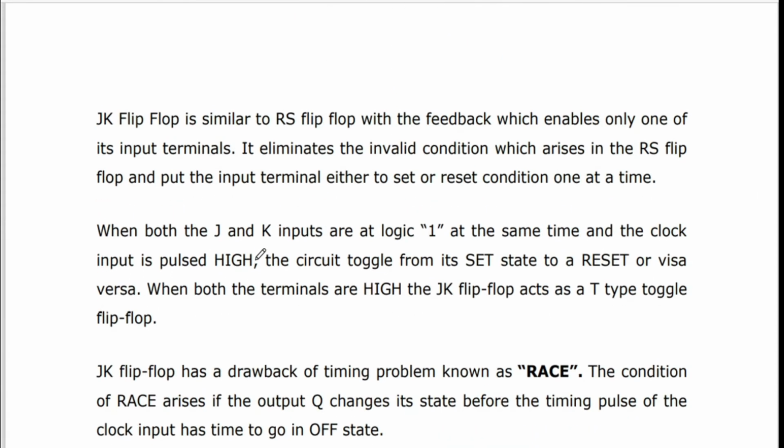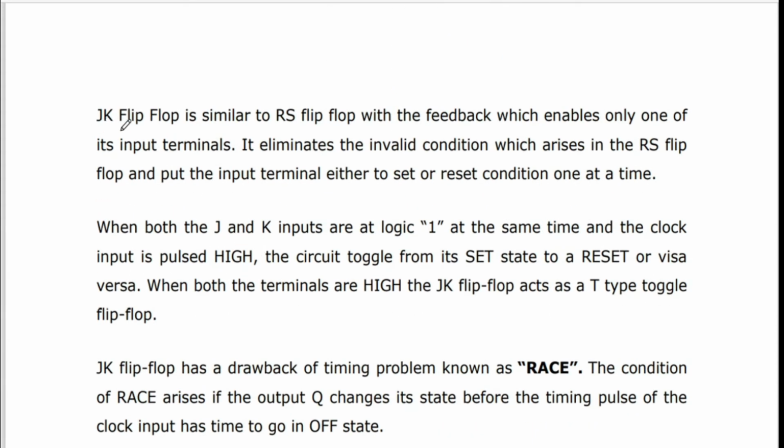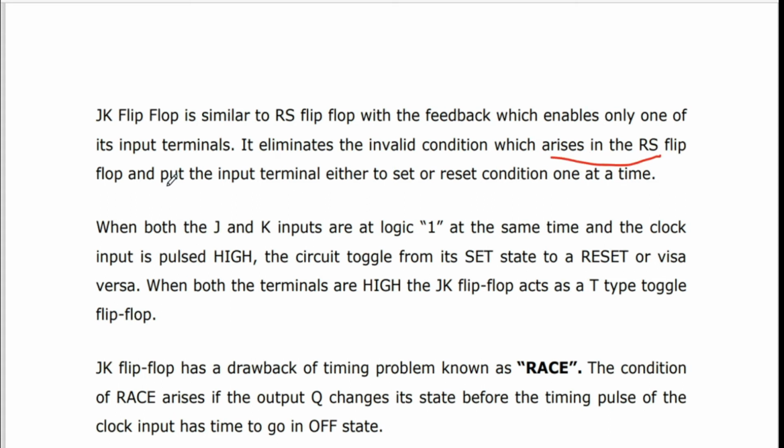Okay, so as I told you, students, the JK flip-flop is similar to your SR flip-flop with the feedback, which enables only one of its input terminals. It eliminates the invalid condition which was arising in the SR flip-flop and puts them into either set or reset condition at one time. So when both J and K are at logic 1 and the clock input is high, the circuit is in a toggle form. It sets to reset state and vice versa. It keeps on setting and resetting continuously.